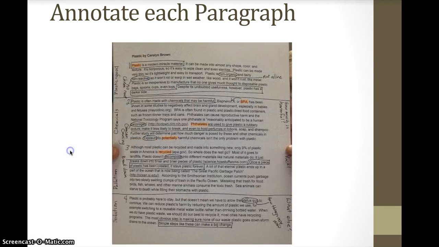Let's move on now. You're going to annotate each paragraph. You'll notice I've defined all of my circled words. I have teeny tiny summaries on this side and reactions or questions on this side. You'll notice that my questions and reactions are not super detailed. For paragraph 2, I asked how much is harmful. For paragraph 3, my reaction was just yuck. And for paragraph 4, my question was, what else? Meaning, what else should I know about plastic?